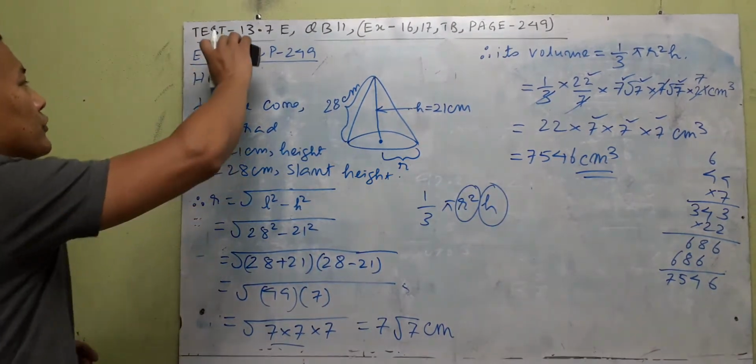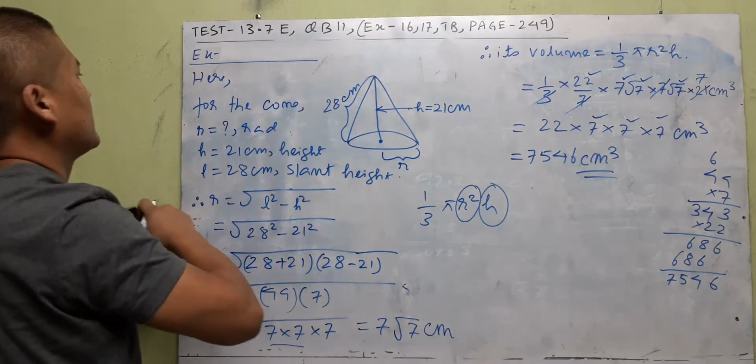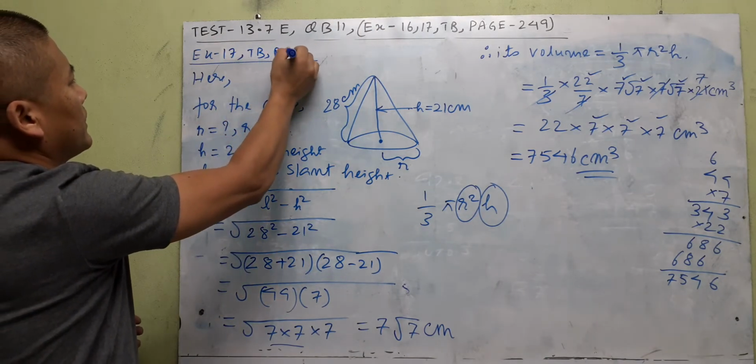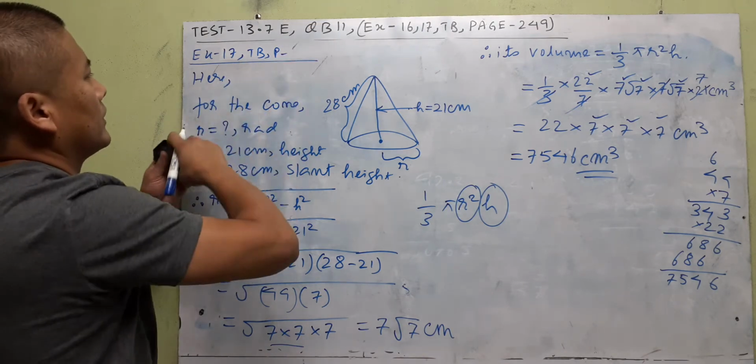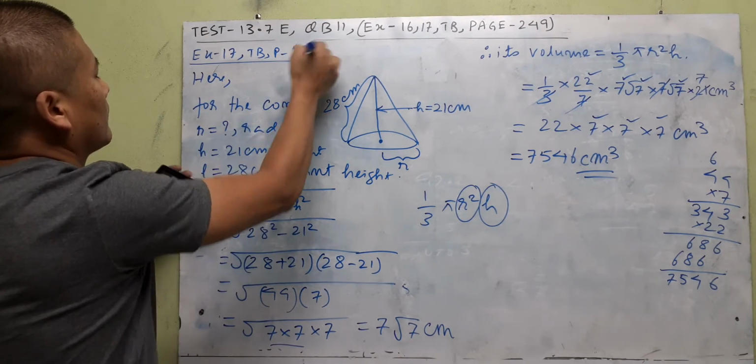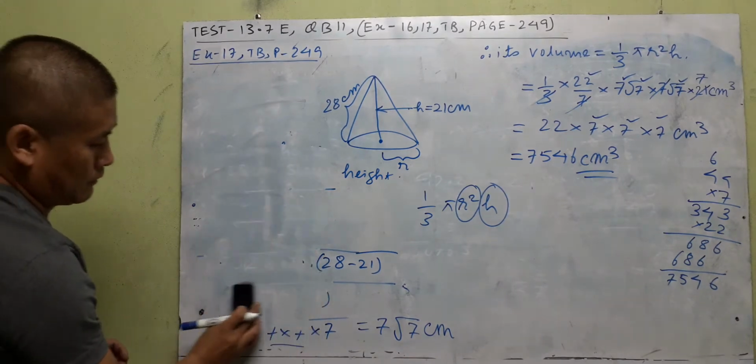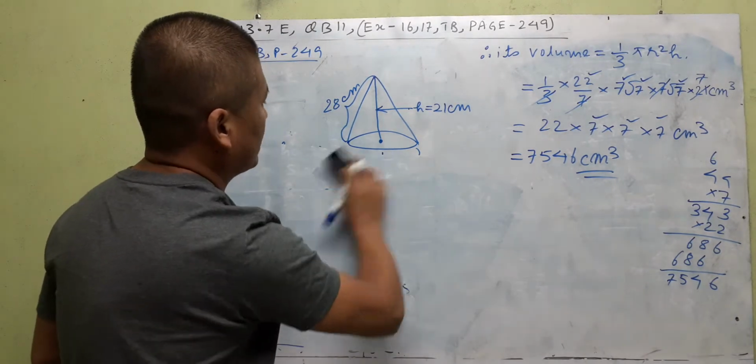7546. And one last question before we end this test portion. Example 13, textbook. This is also on the same page 249. Let us go and do that.